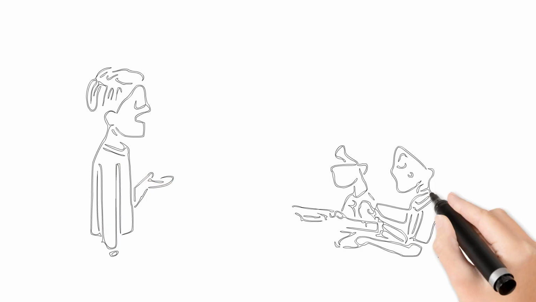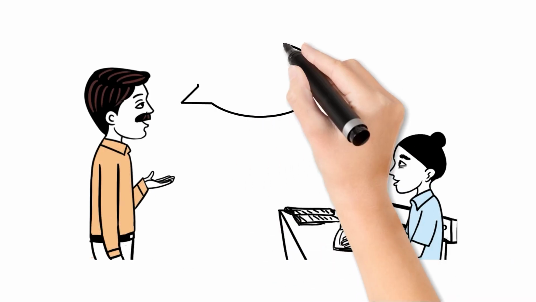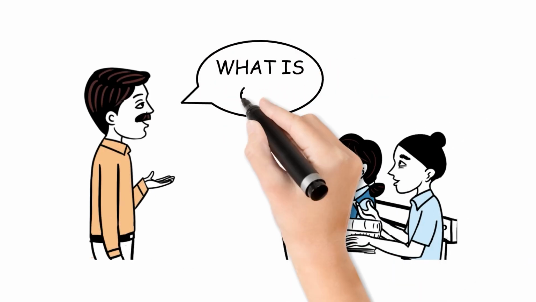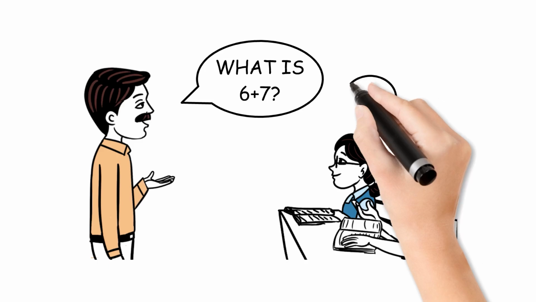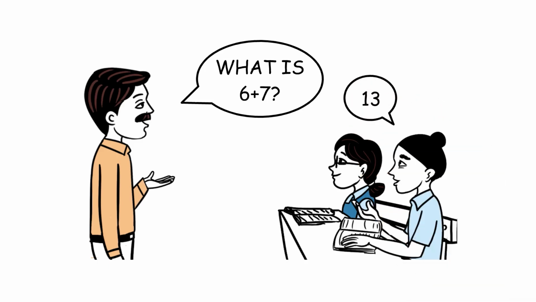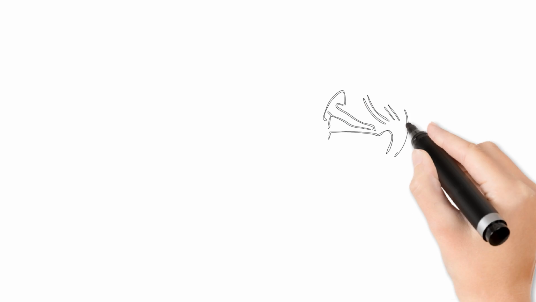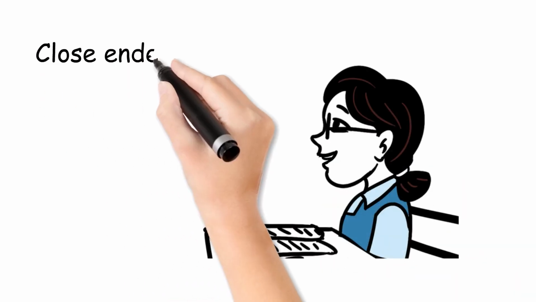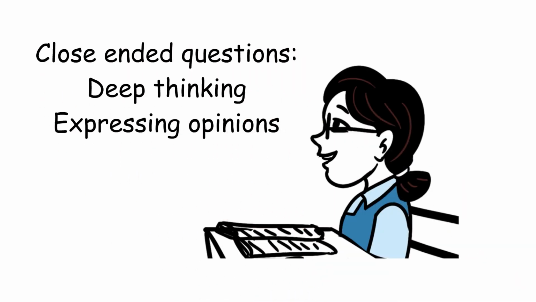Close-ended questions have only one correct answer. These are useful for quickly assessing children's factual knowledge and helping them recall specific information. For example, what is 6 plus 7? Or what is the capital of Uttar Pradesh? Close-ended questions are limited in scope and purpose. They do not encourage children to think deeply or express their opinions fully.